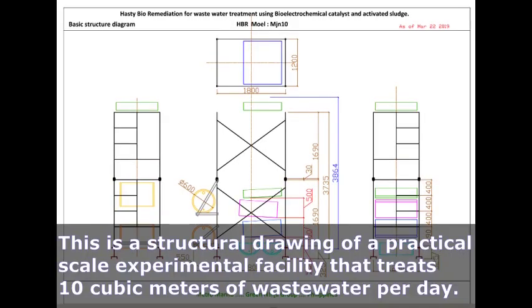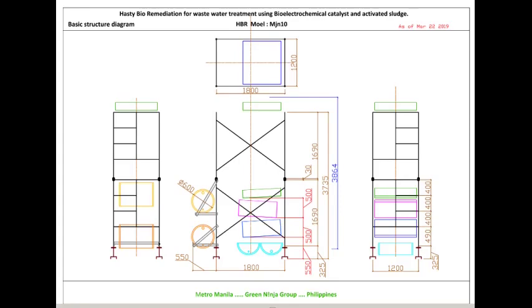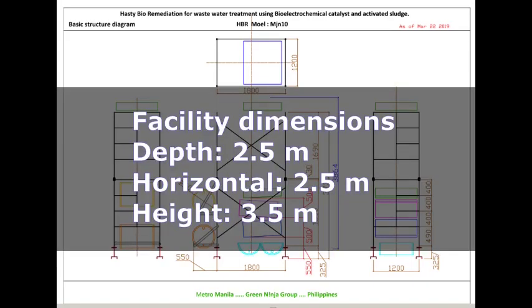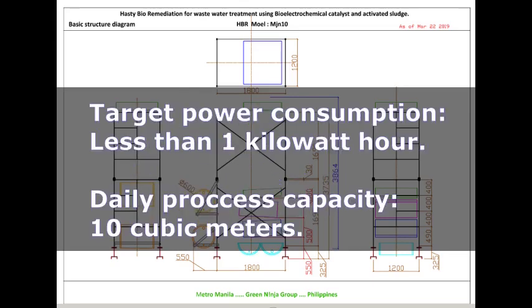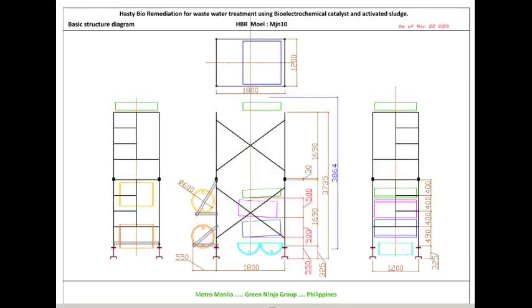This is a structural drawing of a practical scale experimental facility that treats 10 cubic meters of wastewater per day. Facility dimensions: depth 2.5 meters, horizontal 2.5 meters, height 3.5 meters. Target power consumption, less than 1 kilowatt-hour. Daily process capacity, 10 cubic meters.